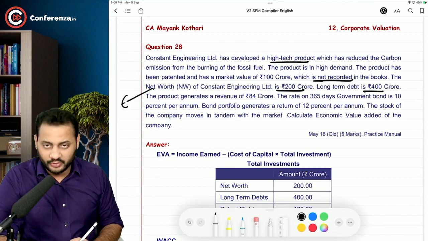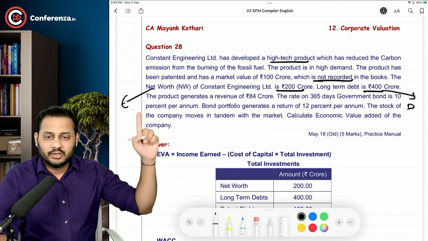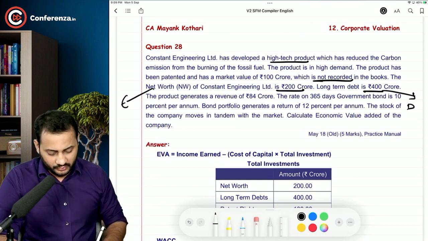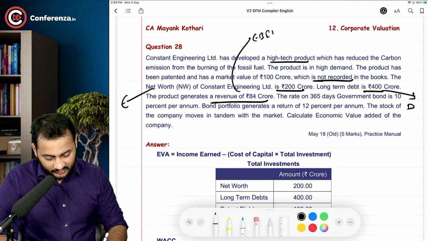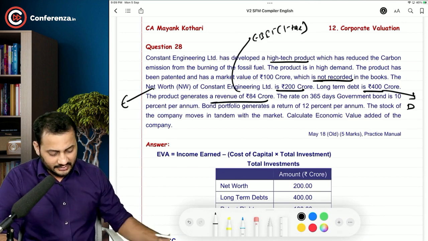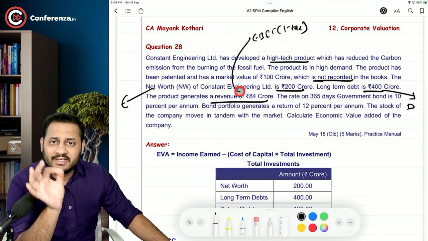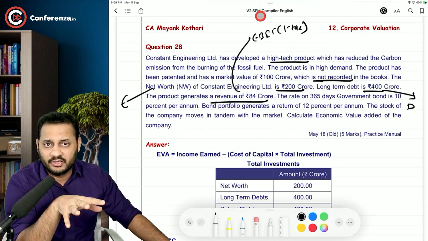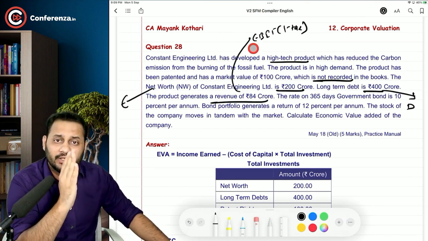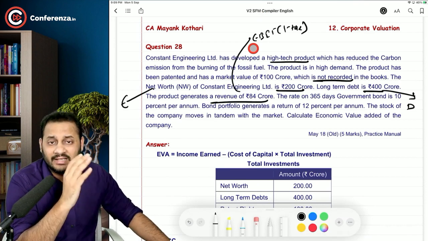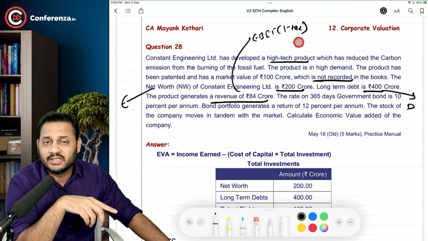Net worth belongs to equity shareholders. 400 crore belongs to debt holders. The product generates a revenue of 84 crore. Now 84 crore in this question is EBIT (1 minus tax). Now you will say how is this possible? Obviously this is not possible. Revenue in itself means sales, not the profit. But no other information is given in this question. If the sales are given, they should give the expenses also and the tax rate also. If nothing else is given, we will assume this 84 crore as EBIT (1 minus tax).